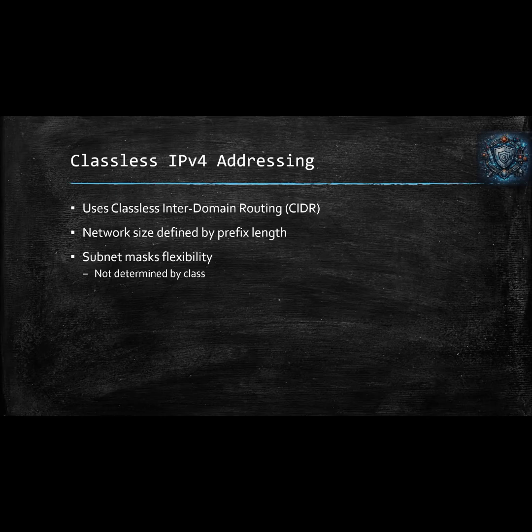So we can have a Class A subnet or a Class A IP address, but we can give it a subnet mask of a Class C address, which means we have flexibility with our subnet masks. Essentially, we're not stuck just giving a Class A a /8 and a Class B a /16, and so on and so forth.